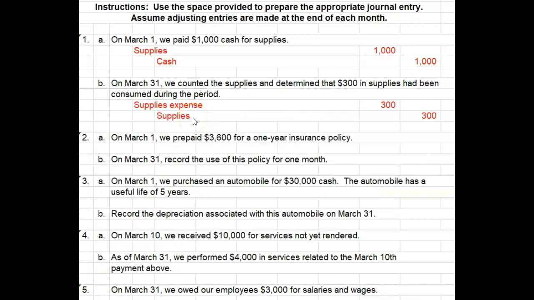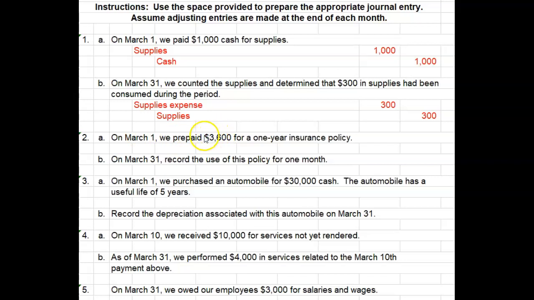So we need to record an expense for the amount of supplies used, and they told you in this problem that the supplies used was $300. So debit supplies expense, $300, and credit supplies, the asset account, $300. We no longer have $1,000 of supplies, so we have to adjust this asset account down by the $300 of supplies that were used.